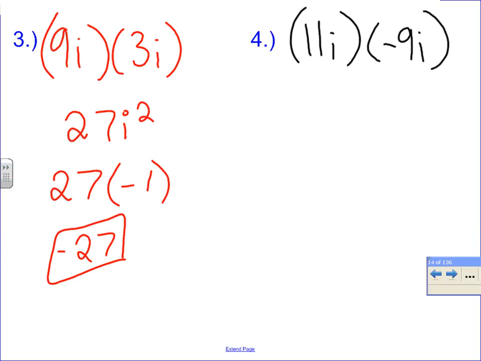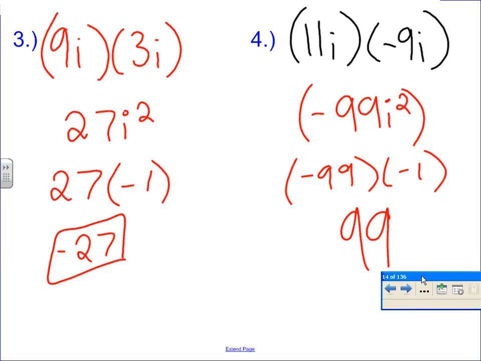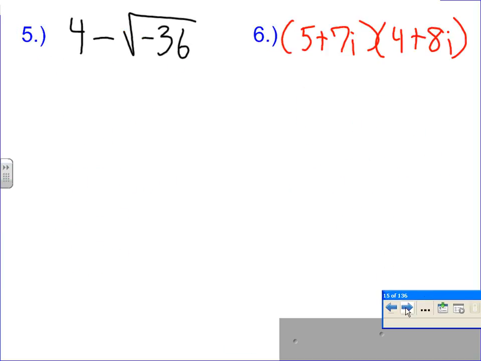Okay, 11i times -9i. Nathan, the first step takes us to what? Okay. Kevin, i squared is what? Good job. So -99 times -1, because i squared is -1. Your answer there, completely simplified, is 99. Still easy? Right, because we're multiplying complex numbers. Right. Good call, Gigi.